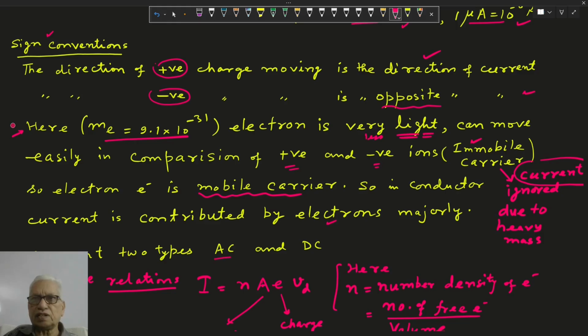There are two types of current, AC and DC. In the AC chapter, alternating current. Here current due to immobile carriers is ignored because they have heavy mass and hardly move, so we are ignoring it in comparison to the current contributed by the electrons.